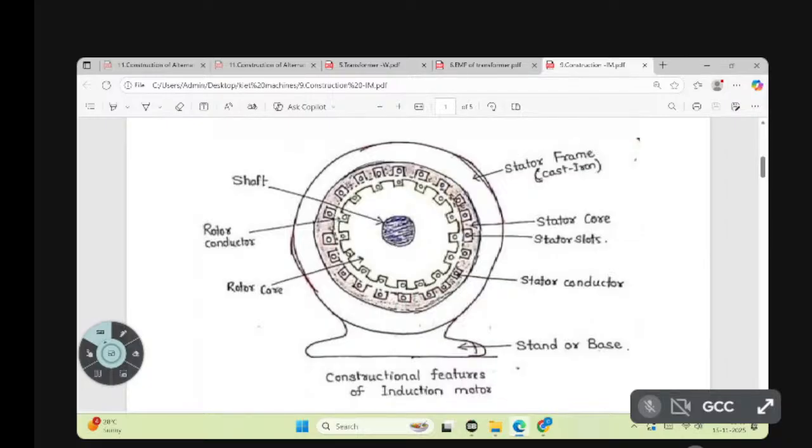Okay. Right. Rotor. So rotor is having rotor core. In the rotor core we are having the slots. Rotor slots. We will insert the conductor. Okay. So this is about rotor slots.